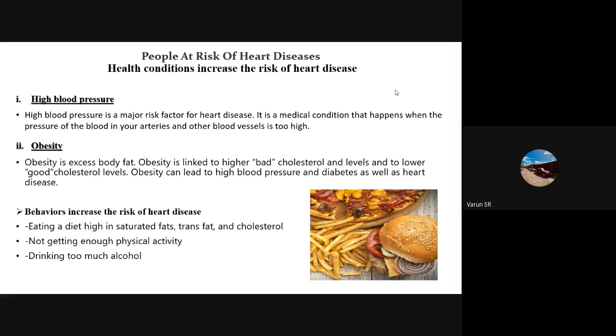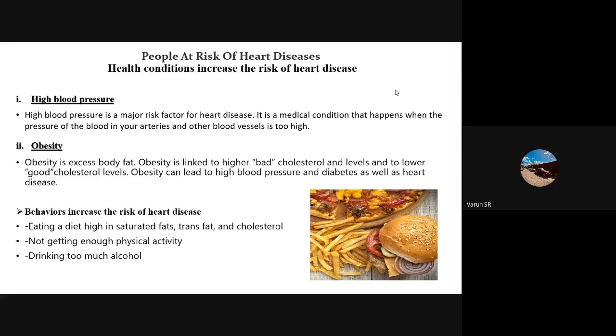People at risk of heart diseases. Hypertension increases the risk of heart disease. Number one, high blood pressure. High blood pressure is a major risk factor for heart disease. It is a medical condition that happens when the pressure of the blood in your arteries and other blood vessels is too high. Secondly, obesity. Obesity is excess of body fat. Obesity is linked to higher bad cholesterol levels and to lower good cholesterol levels. Obesity can lead to high blood pressure and diabetes as well as heart disease.